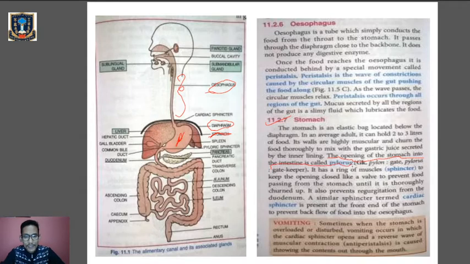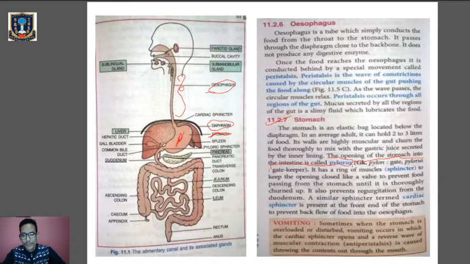Please keep in mind that the opening of the stomach into the intestine is called the pylorus, and this pylorus has a ring-like muscle called the sphincter. It keeps the opening closed, like a valve, to prevent the food from passing from the stomach until it is thoroughly churned.